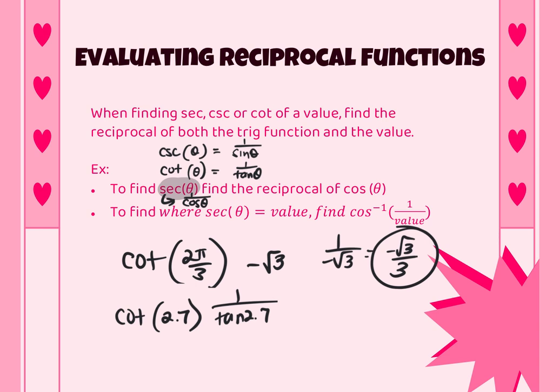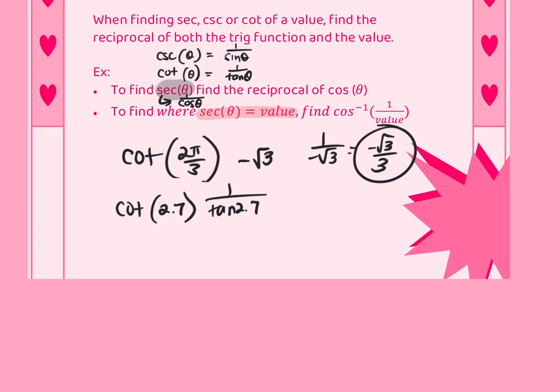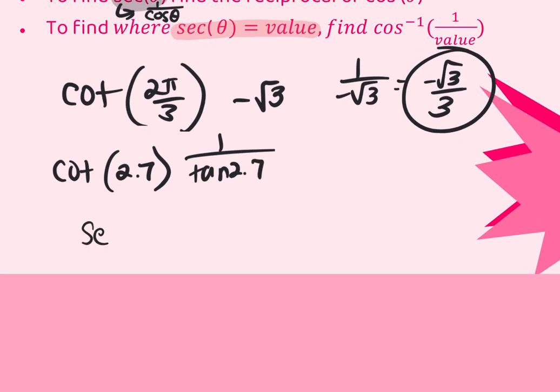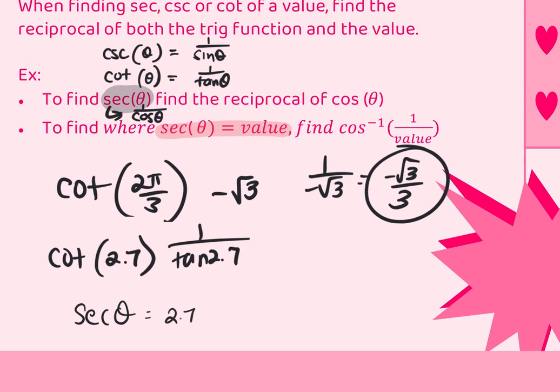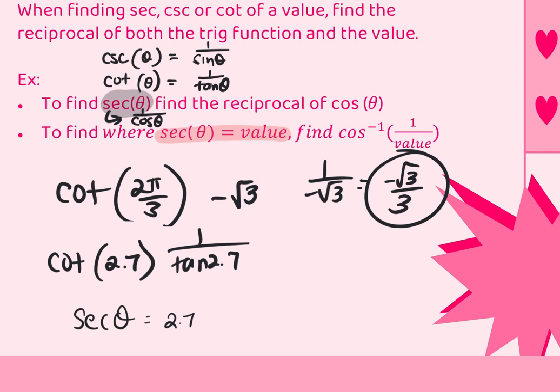The second kind are if you are actually given the value. So if it says the secant of theta equals a number, for example, secant of theta equals 2.7, then the trig function comes first. You never put the inverse of the trig function, so you never put the negative ones in the denominator. I would do cosine negative 1 of 1 over 2.7.